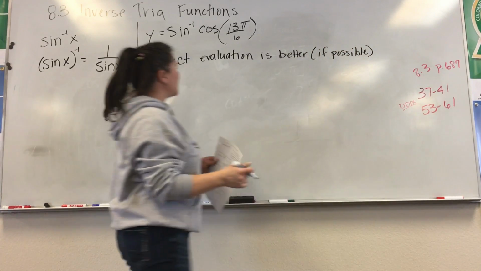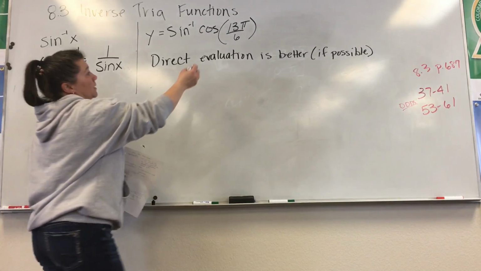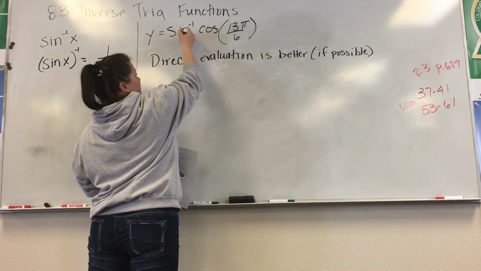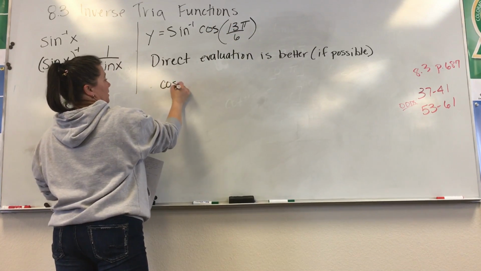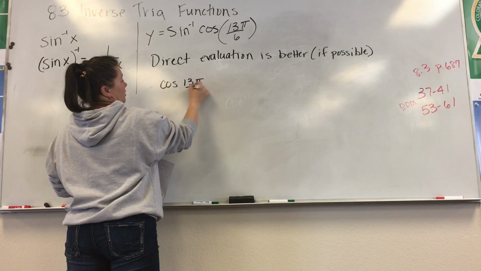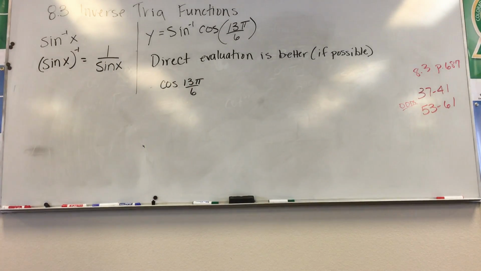Okay, so this direct evaluation is going to be better if it's at all possible. I'm going to take the inverse sine of the cosine of 13 pi over 6. Well, the cosine of 13 pi over 6. What do we know about that? What do we know about 13 pi over 6?